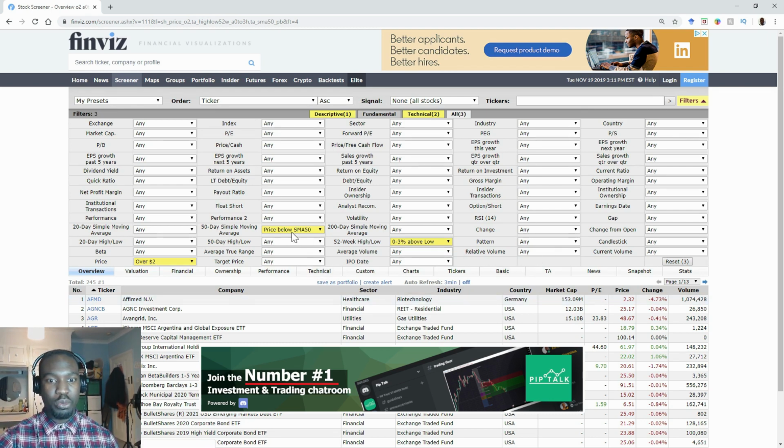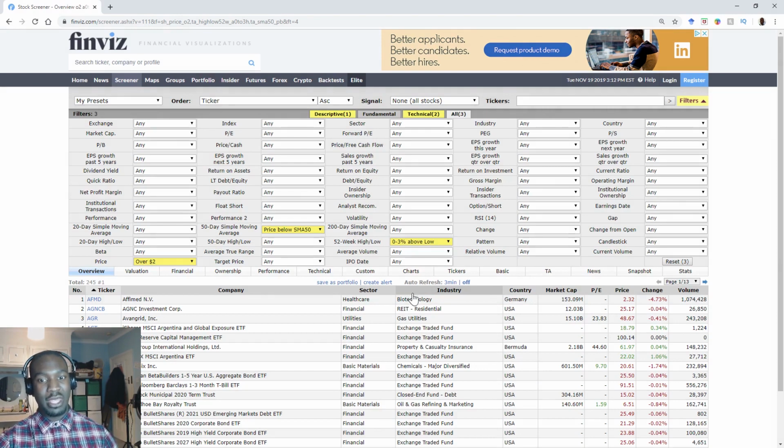Price needs to be below the 50-day simple moving average. I'll explain why I did that in a second. And then price needs to be 0 to 3% above the 52-week low. So if the 52-week low was the previous points that we saw before, then it needed to be slightly above it, so that it needs to break down into the 52-week low.